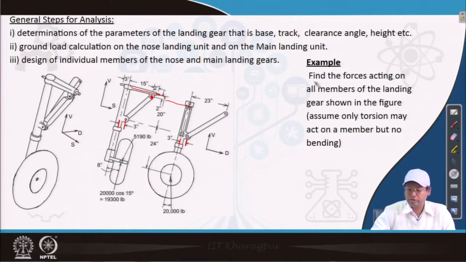The example we will be solving is: find the forces acting on all members of the landing gear shown in the figure. Assume only torsion may act on a member, but no bending. So, with that consideration, we will try to find out. Let us see how the problem has been considered.